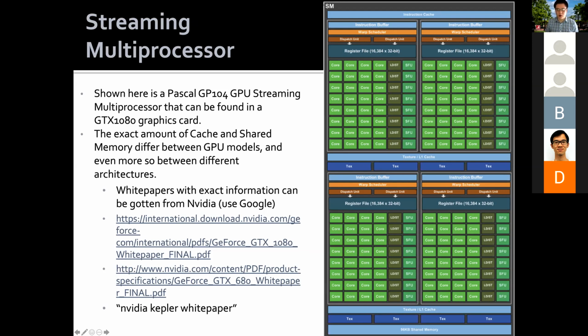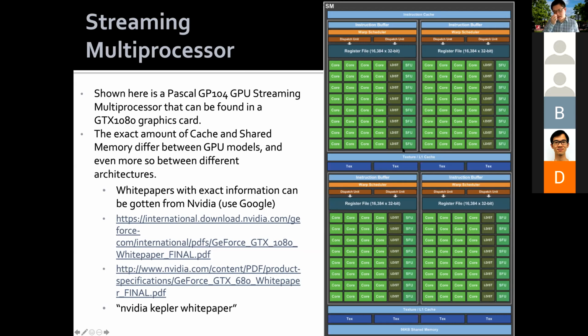Usually we will aggressively use the L1 cache as shared memory. So this is very important. I will mention that later. And this is showing the Pascal GPU 104 streaming multiprocessor that can be found in the GTX 1080 graphics card. The exact amount of cache and shared memory differs between GPU models and even between versions of the architectures. Okay, so that means you need to check the configurations.